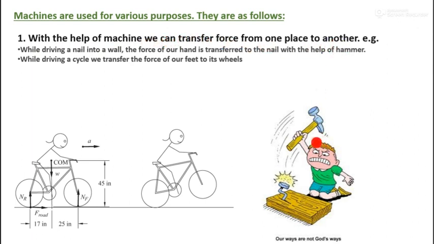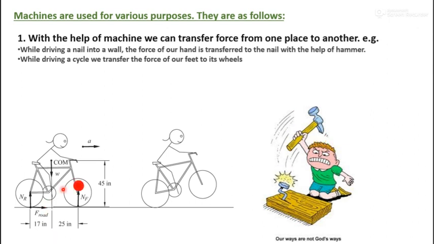For example, while driving a nail into a wall, the force of our hand is transferred to the nail with the help of a hammer. This is the first example of force transfer from one point to another. The force of our hand is transferred to the nail with the help of the hammer, and we can easily do work with the help of a simple machine. Hammer is a simple machine.